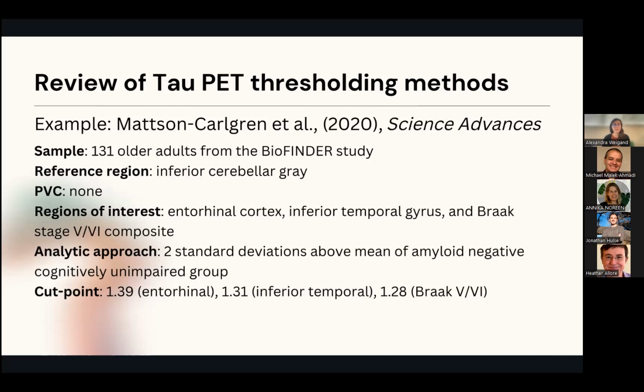They examined 3 separate regions of interest: the entorhinal cortex, the inferior temporal gyrus, and a composite of Braak stage 5-6, so pretty widespread cortically. Their analytic approach was to determine the cut point based on a value that was 2 standard deviations above the mean of amyloid negative cognitively unimpaired group, with a cut point of various values for these different regions: 1.39 for the entorhinal cortex, 1.31 for the inferior temporal cortex, and 1.28 for the Braak stage 5-6 region. So you can see that even in just these two studies, there were a lot of differences in these different decision points used, which resulted, unsurprisingly, in different cut point values.